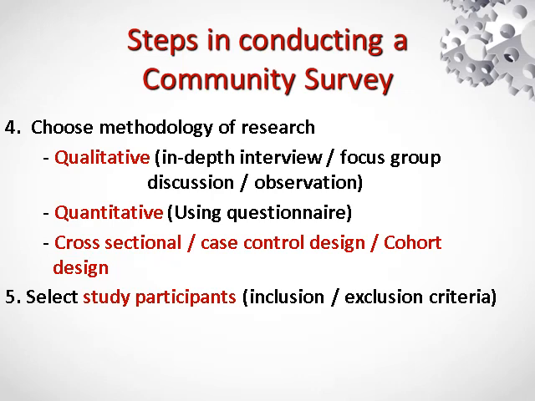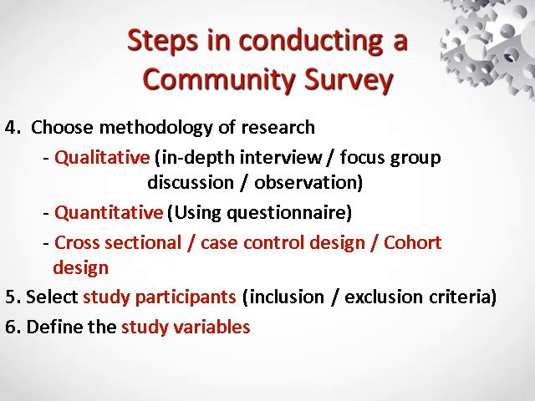Select study participants. You can select those above 40 years of age, because type 2 diabetes is more common above 40 years of age. So you can select these study participants. For inclusion criteria, decide which age group you are including and which age group you are excluding. If some person is not willing to participate, he is excluded. If some person is willing to participate, he can be included.